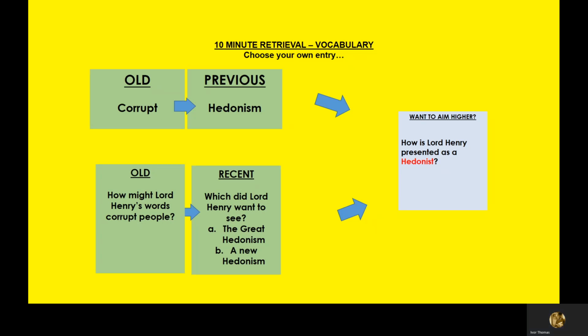Hedonism then. Do you remember what hedonism is? From the Greek hedone, meaning pleasure. It is the idea that you live for pleasure, you live in a self-indulgent way. But which did Lord Henry want to see? I say which because there are two choices: either the great hedonism or a new hedonism. Do you remember? Well, if not, it is a new hedonism.